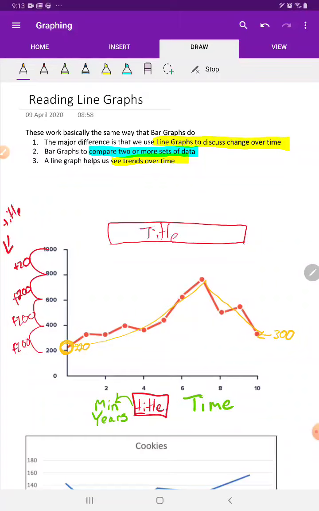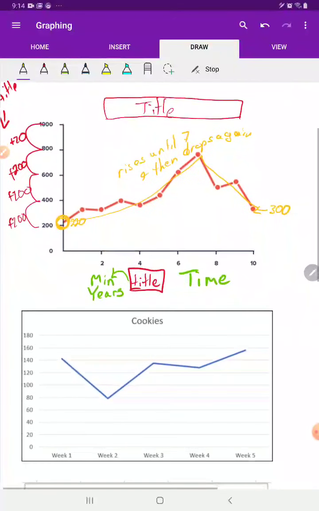We want to see long-term what's happening. So long-term what's happening is it rises up until about minute 7 and then drops again. Okay, that's a trend. That's what we see what is happening over a period of time. So let's look at another one here.